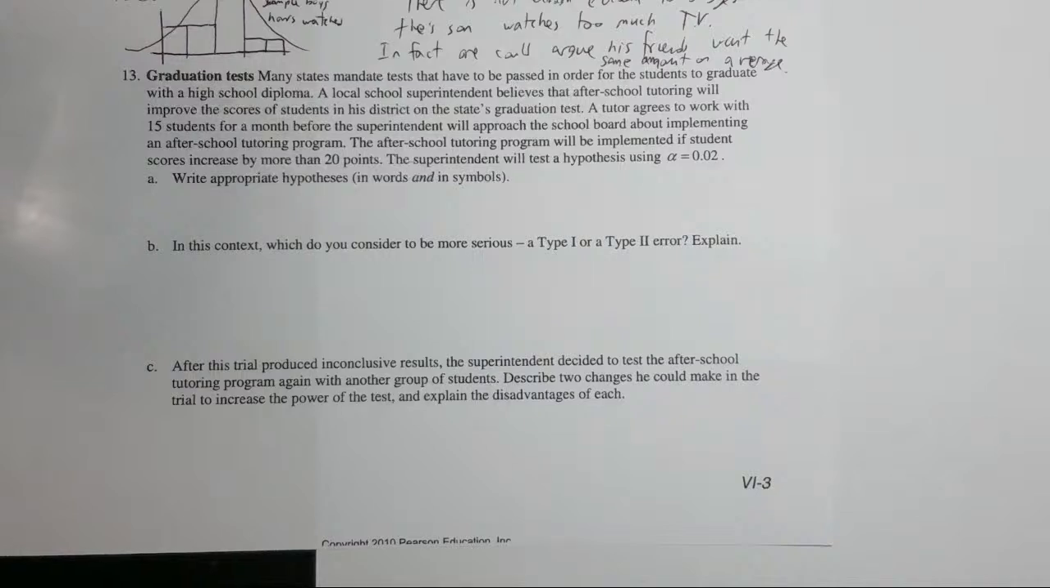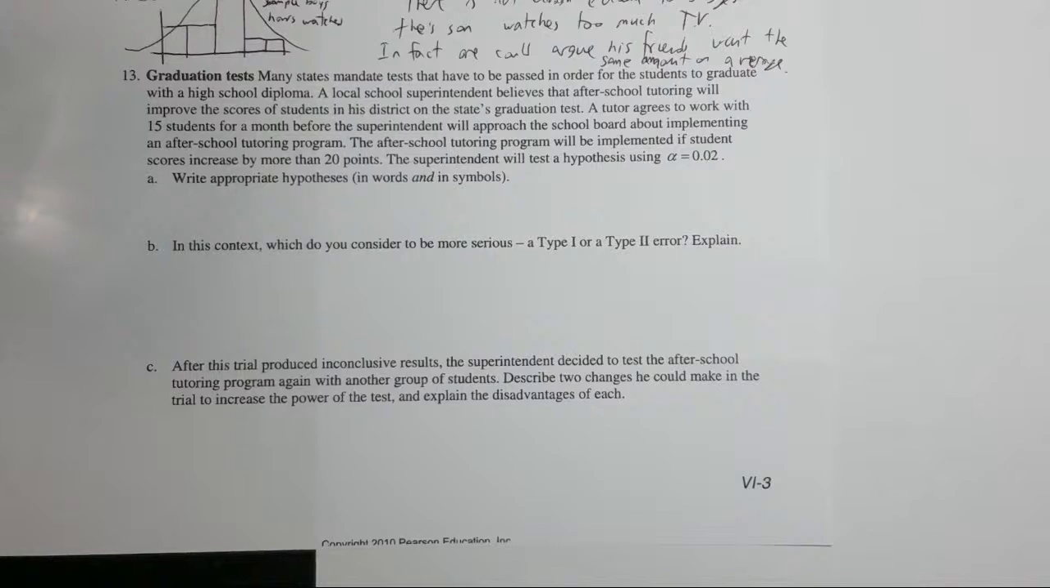The after-school tutoring program will be implemented if student scores increase by more than 20 points. The superintendent will be using alpha equal 0.02. So this is one of those situations where you can't use 0.05, you have to use 0.02. Write appropriate hypotheses in words and in symbols, it's asking for.